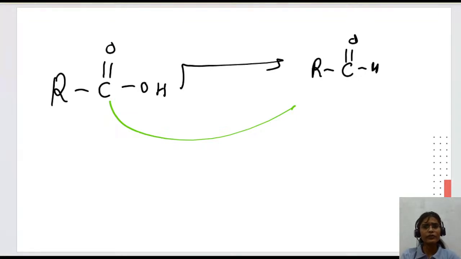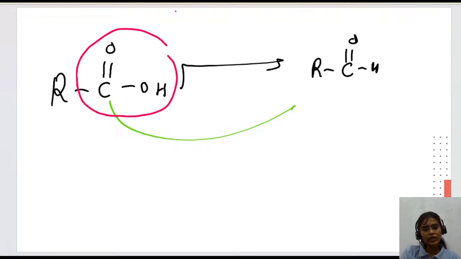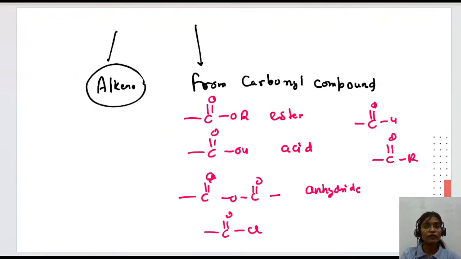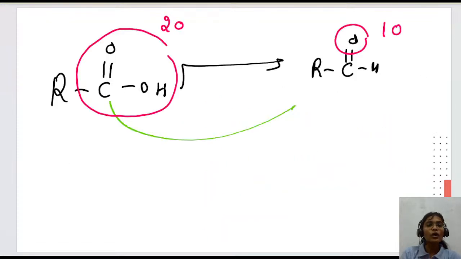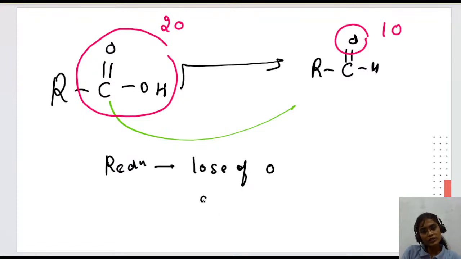Why is it a reduction? Just focus on this part only. We have two oxygens, but on this side we have only one oxygen. So from carbonyl compound, reduction is the key point here. Now what is the meaning of the word reduction? Reduction means the loss of oxygen, or a gain of hydrogen. In this case, hydrogen is the same, one hydrogen before the reaction and one hydrogen after the reaction.